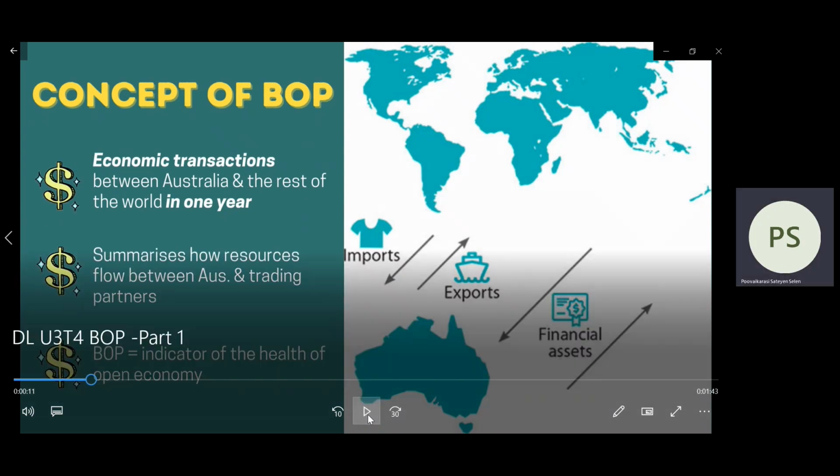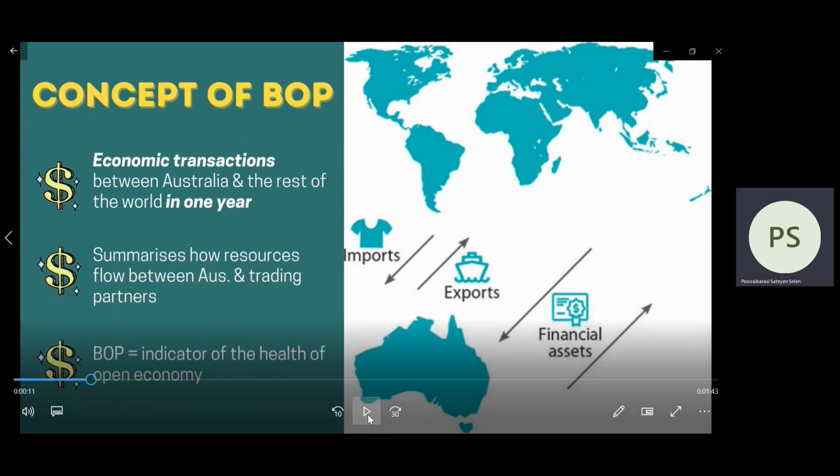So when we look at the concept of balance of payment, it's an economic transaction between Australia and the rest of the world in a particular 1 year. Okay, it summarizes how resources flow between Australia and trading partners, and it also indicates the health of the open economy.